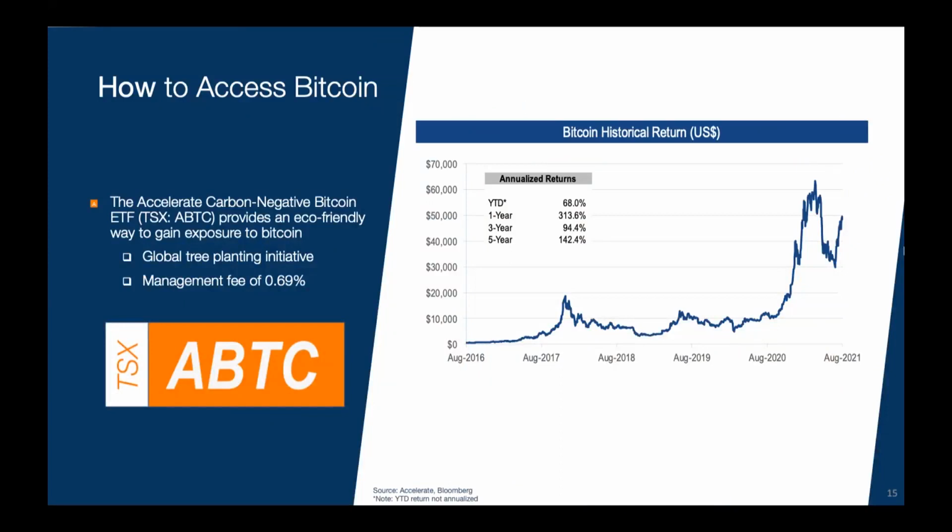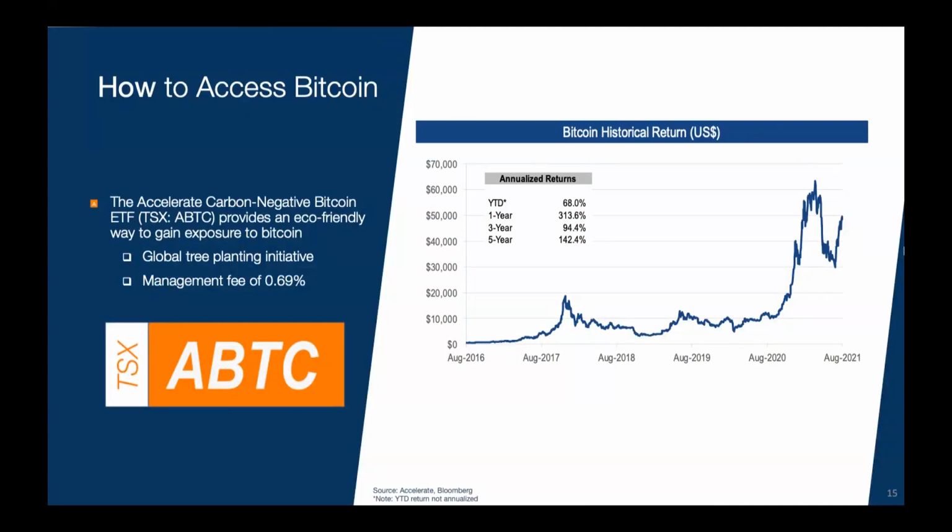Well, we at Accelerate came up with a unique solution. Today, we launched the Accelerate Carbon Negative Bitcoin ETF that trades under the symbol ABTC on the TSX. Now, this product provides an eco-friendly way to gain exposure to Bitcoin. So number one, we're trading Bitcoin futures, which actually don't go on the blockchain. So they're much more energy efficient than quote unquote physical Bitcoin trades.